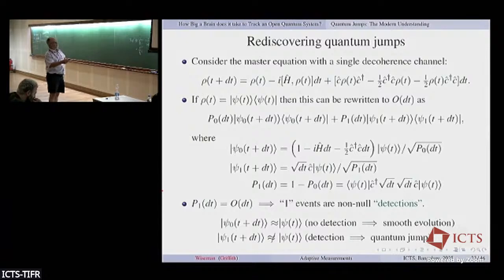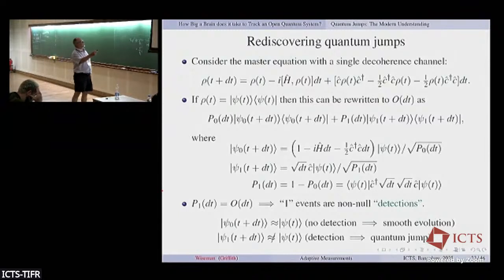So I take P1, obviously that cancels out. I read dt times c is going to give me dt times c rho c dagger, when I take the ket and the bra. So that's that term there. Everything else here, if I start with rho t being a pure state, gives terms second order in dt, and I just throw them away.